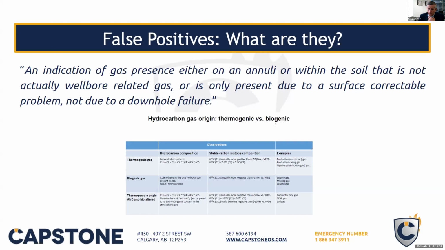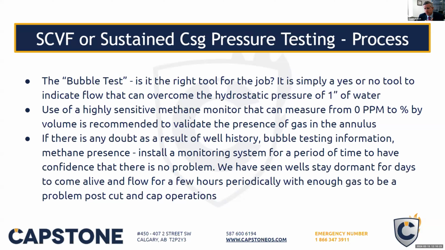So, surface casing or sustained casing pressure testing, the process, the bubble test. Is it the right tool for the job? I'll leave that for you guys to decide. It's simply a yes or no tool to indicate flow that can overcome a hydrostatic pressure of 1 inch of water. We use a highly sensitive methane monitor that can measure from 0 parts per million to percentage by volume.